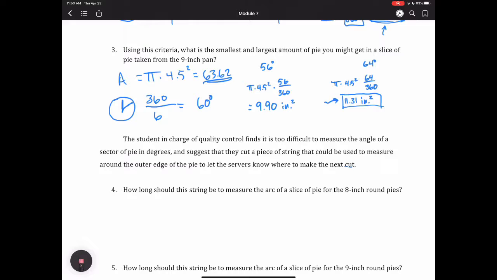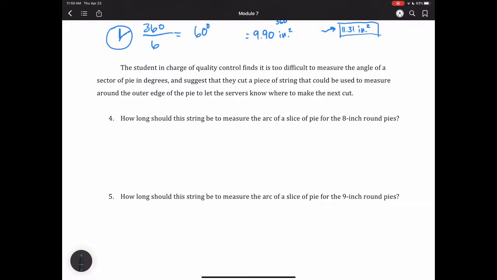Rather than looking at the central angle, we're going to look at the arc measure. Okay, so what we need to know then is how long should the string be to measure the arc of a slice of pie for the 8-inch round pies, okay? So we need to figure out, okay, well, what portion of the circumference should I actually be cutting? How should that string be? And so what we're going to look at is what is the circumference? Because previously we've been looking at area of the pies, but now we're going to be dealing with the circumference because we're dealing with this distance to this distance, where the central angle is 72 degrees still, okay?